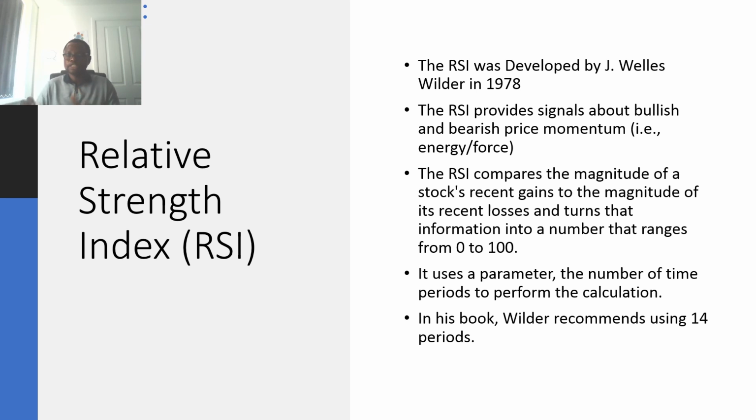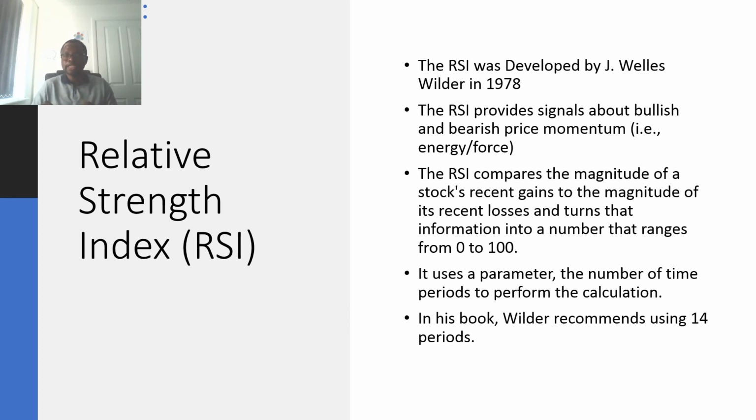Basically, what it does is it takes the number of days in which the share price has risen as compared to the number of days in which the share price has fallen, and it performs a calculation and gives a result that ranges between 0 and 100. To arrive at this number, it uses a parameter to perform the calculation. That parameter is called a period, and the period depends on your charts.